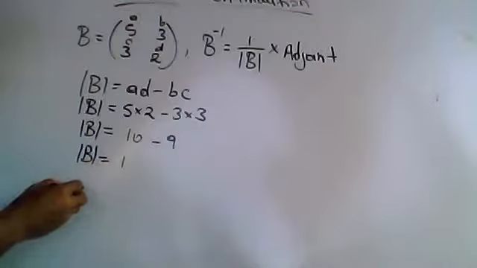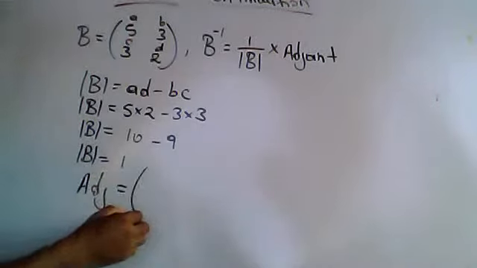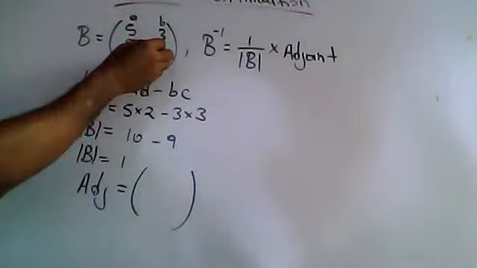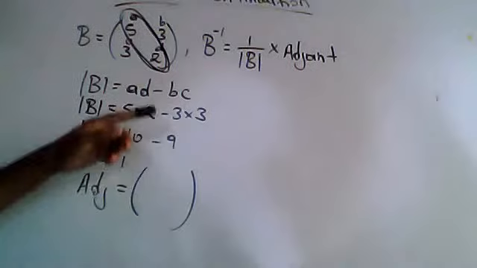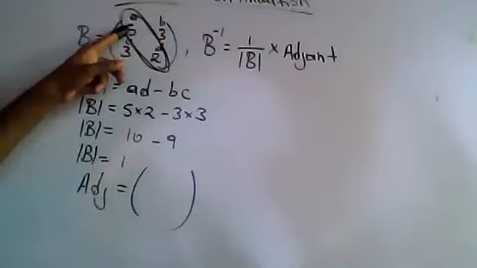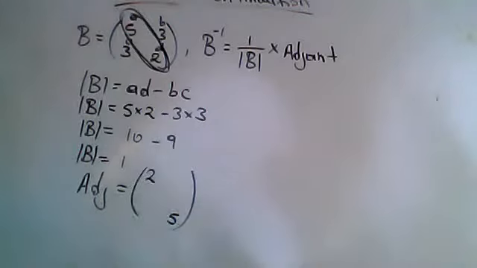Next thing we need is the adjoint, ADJ for short. For the adjoint, for the leading diagonal, the A and D, you're going to switch the values. So you're going to put 2 where the 5 is and 5 where the 2 is. So you're going to have 2 and 5.